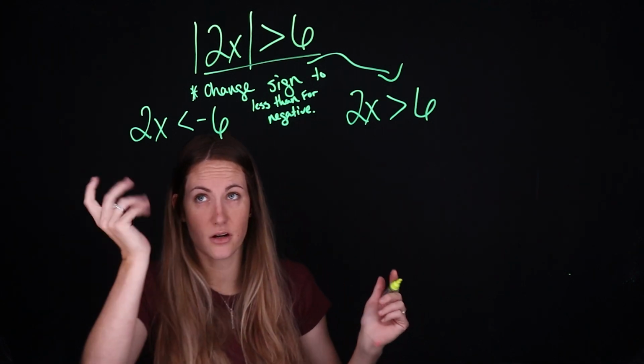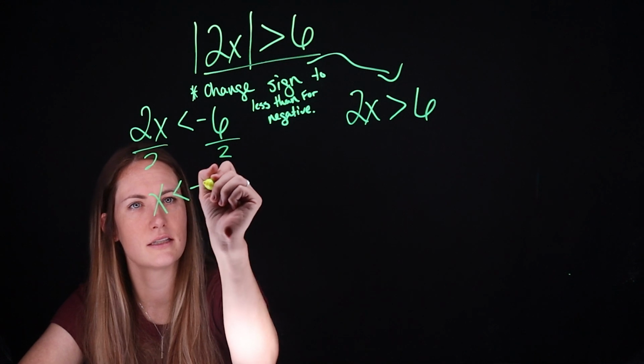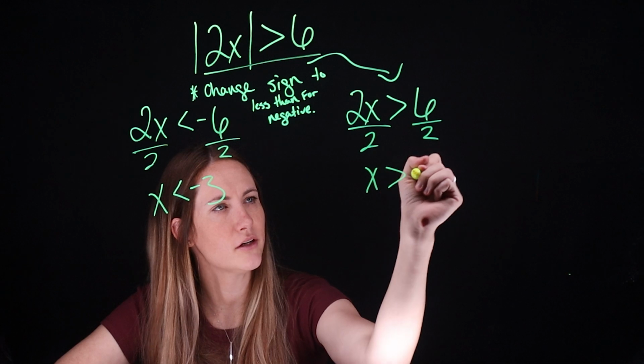All right, and then we solve it like normal. So we would divide by 2, and I'd get x is less than negative 3. And we'd divide by 2 here, and we'd get x is greater than 3.